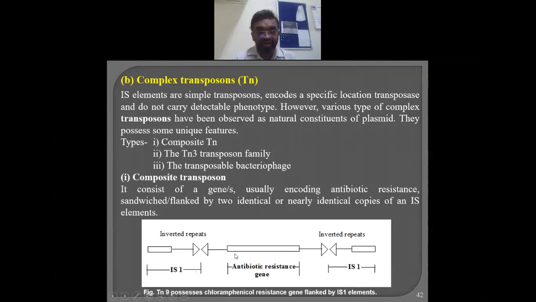This is the structure of a TN9. The TN9 possesses the chloramphenicol resistance gene sandwiched between two IS1 elements. So these two IS elements are identical. It is not that here IS1 is present and here IS2 is present. No, both are IS1. When such a structure, two IS1 insertional sequence elements plus an antibiotic resistance gene sandwiched between them, is present, this particular structure is nothing but the complex transposon.